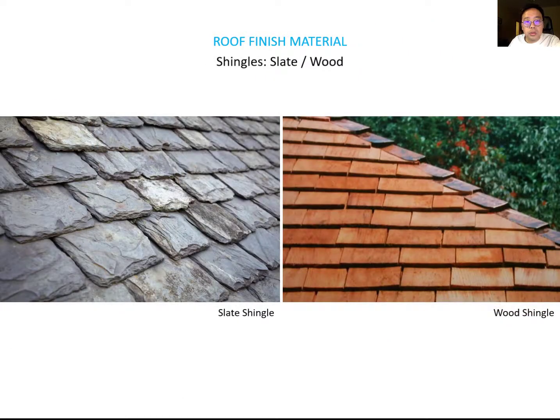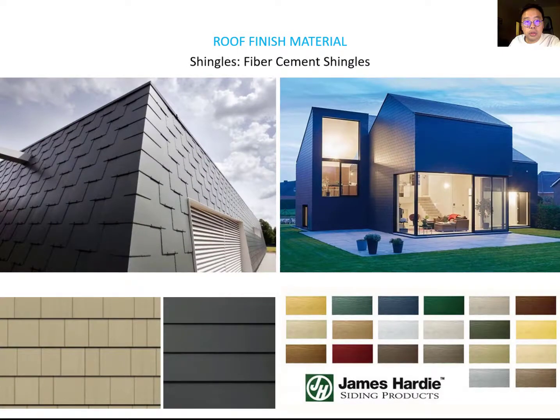You can also consider slate, which is a slate shingle, or wood shingle. You can have a lot of different shingle types you might consider for your design. Next, you can think about the fiber cement shingle. The fiber cement shingle is also very popular these days. It has various color options. Also, it has various textures. Sometimes it looks like wood, a timber finish texture. Sometimes it looks like a concrete finish, or sometimes you can use a matte finish. Also, sometimes you can have a shiny finish.